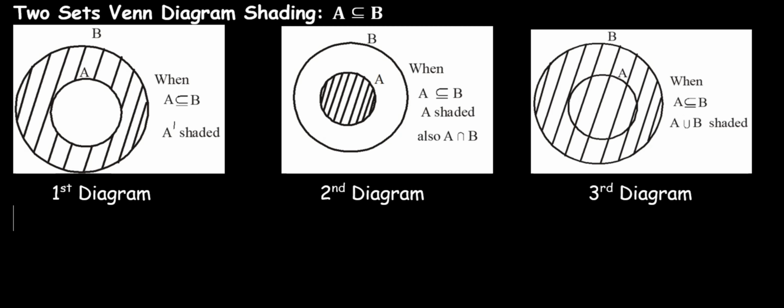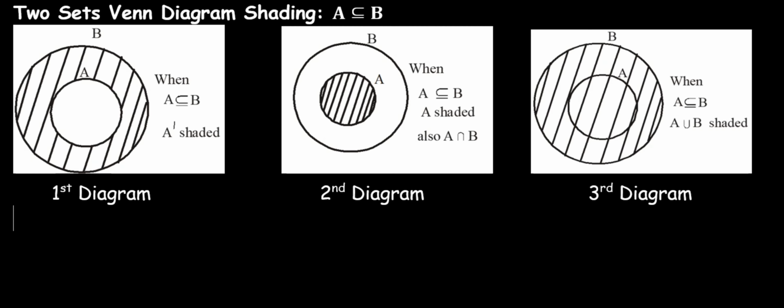Now, in the second diagram, we have still the set B contained in A. We have A shaded, but the B aspect of it is left unshaded. In that case, we call it A shaded. Also, we can say A intersection B shaded. Then the third diagram, we have still a case of B contained in A. Here, we have both A and B shaded together. So we say A union B shaded.